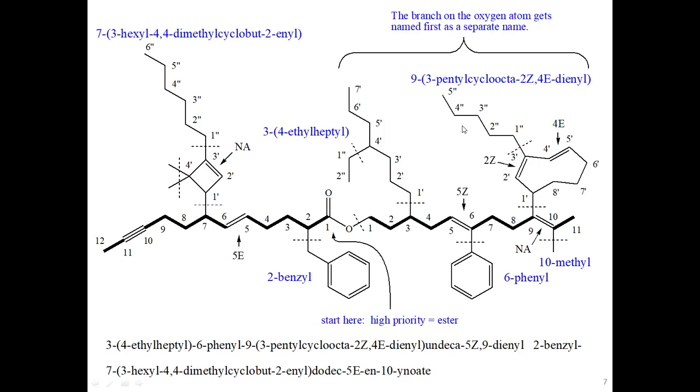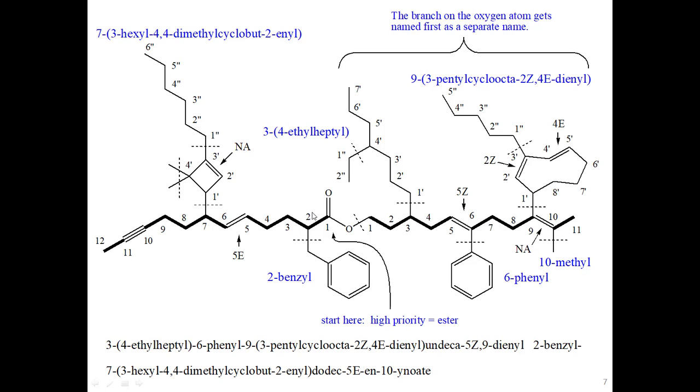3-pentyl in the branch. Cyclo, because it's a ring. Octa, because it's 8 carbons with 2 pi bonds. 2Z, 4E. Di, because there's 2. Ene, double bonds. Yl, because it's a substituent. Okay, so that all goes together. And then at 10, we have a methyl.